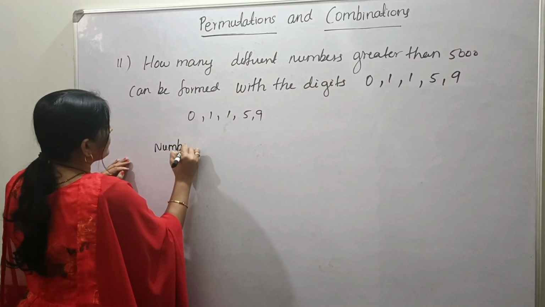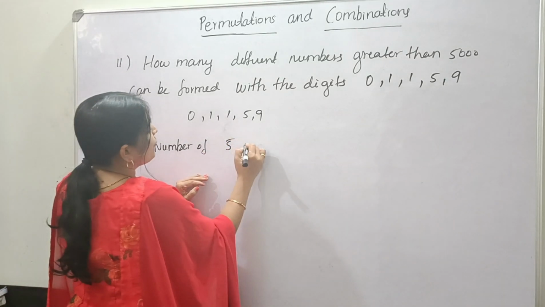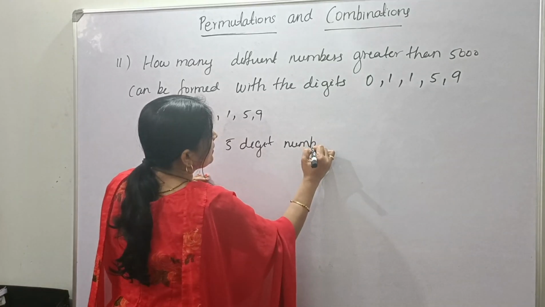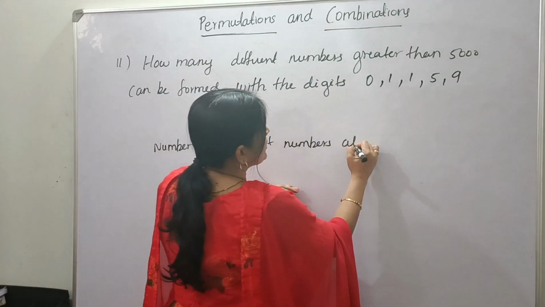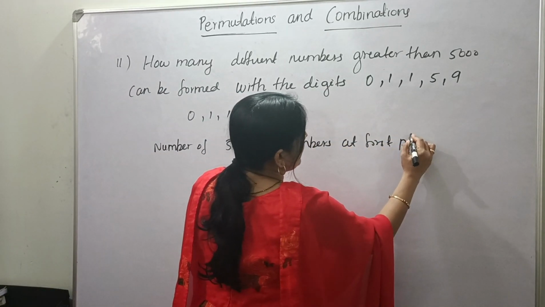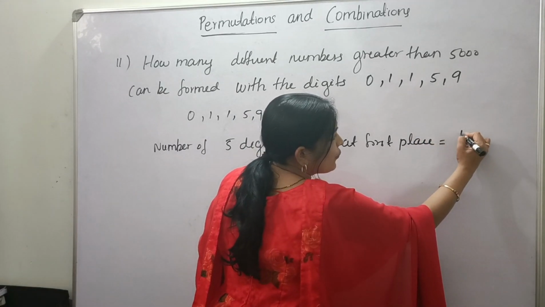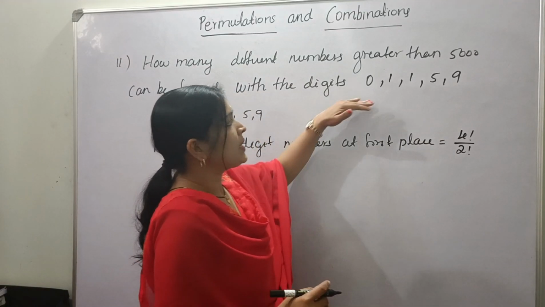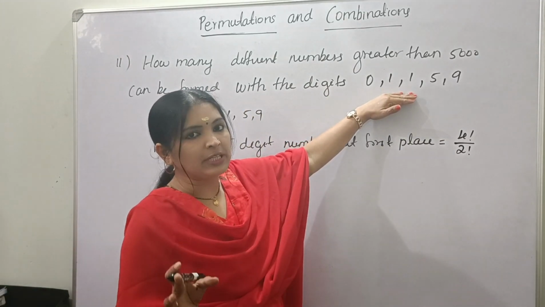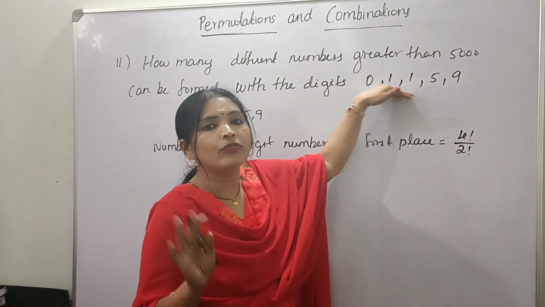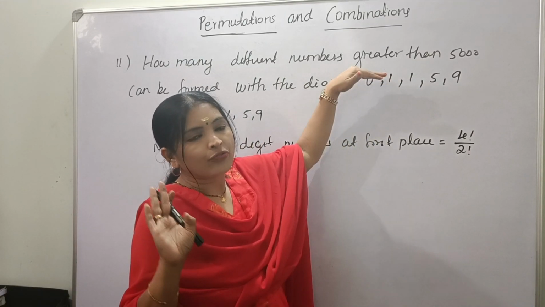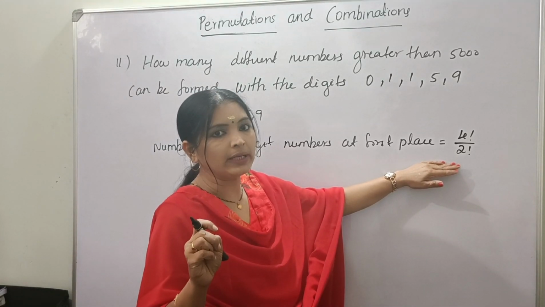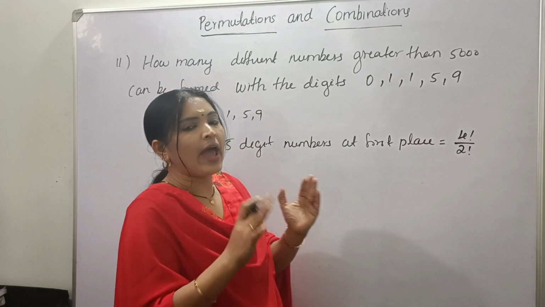Number of 5-digit numbers with 5 at first place is 4 factorial divided by 2 factorial. Why? Because here 1 is repeated. Therefore there are 4 remaining numbers, so 4 factorial, divided by 2 factorial because of the repeated 1.